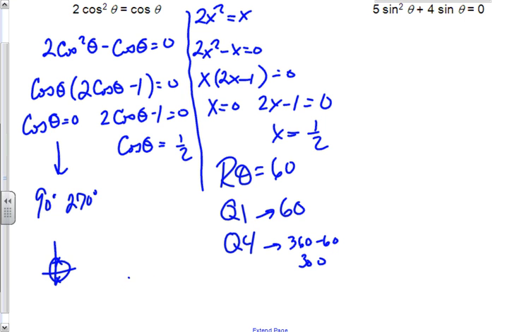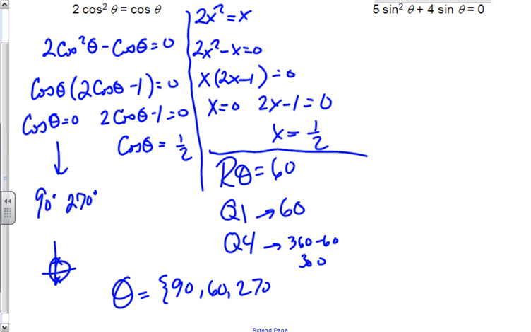Our 4 answers for theta this time are going to be 90, 60, 270, and 300. As you can see, I didn't even put them in order, but yeah, that's something I always seem to do. Okay, we got all 4 solutions here.